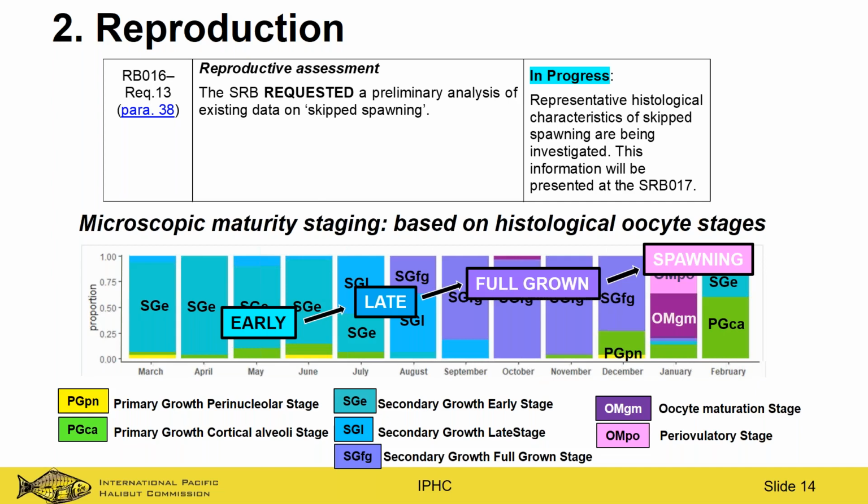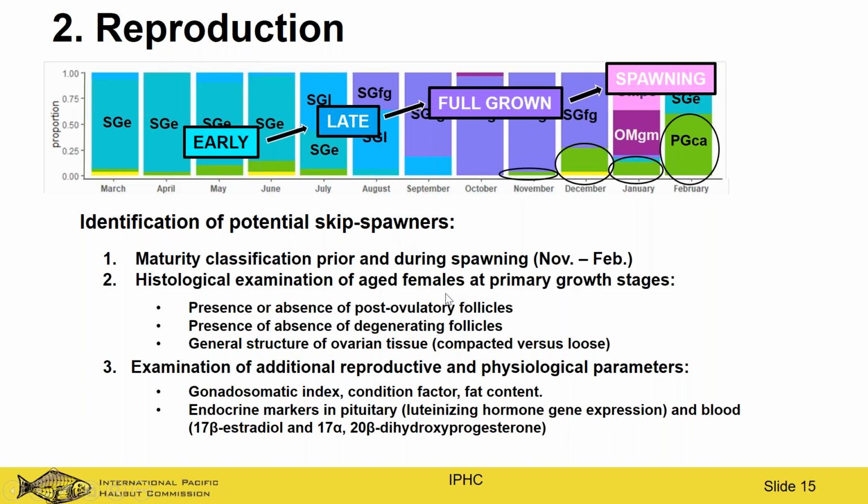So we can confirm that the peak spawning season in Pacific halibut is between January and February. So this information is crucial for addressing the issue of skip spawning, because now we can use this to identify those females that do not conform to the regular reproductive developmental pattern. For instance, here highlighted in these black circles, we identify females that during spawning and prior to spawning do not show signs of anything beyond primary growth stage development. So females that are classified histologically as being well behind in reproductive development.